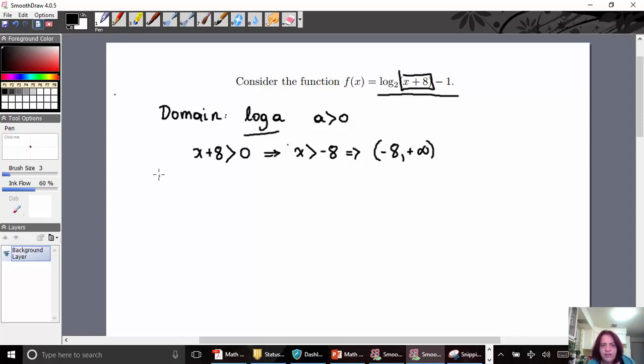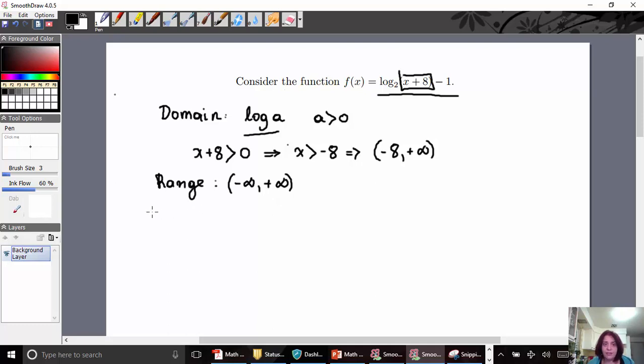The next step is to find the range for the logarithmic function. The range for any logarithmic function is the same, from negative infinity to positive infinity. This is true for all logarithmic functions, independently of the base of the logarithm.